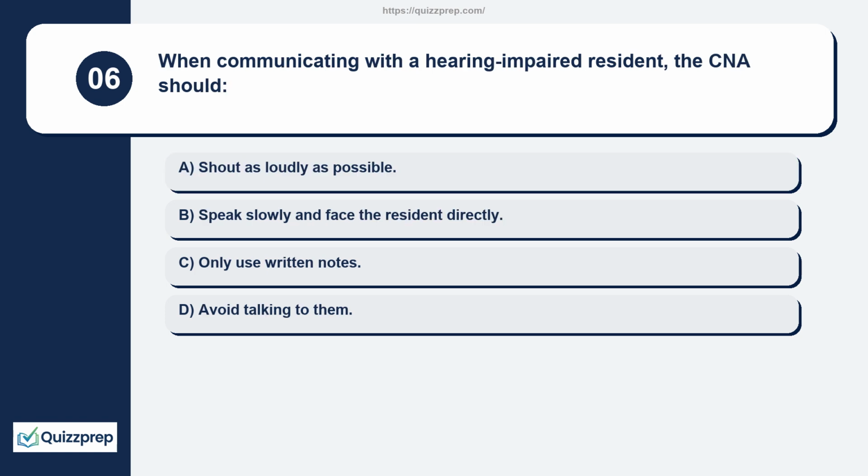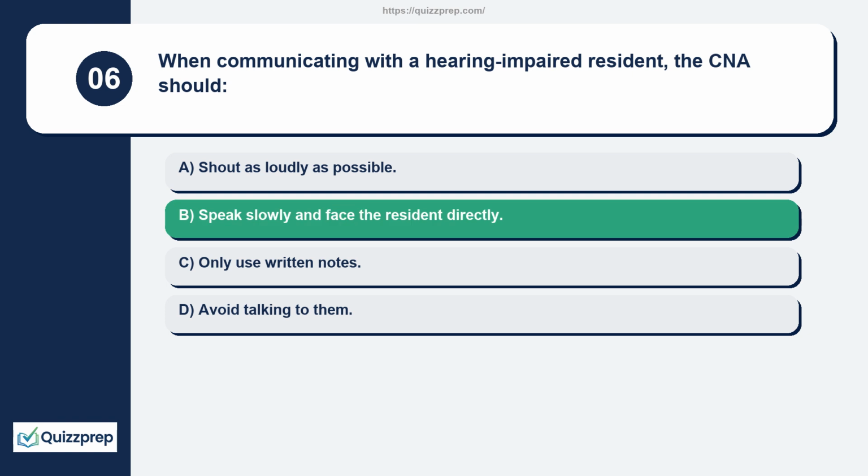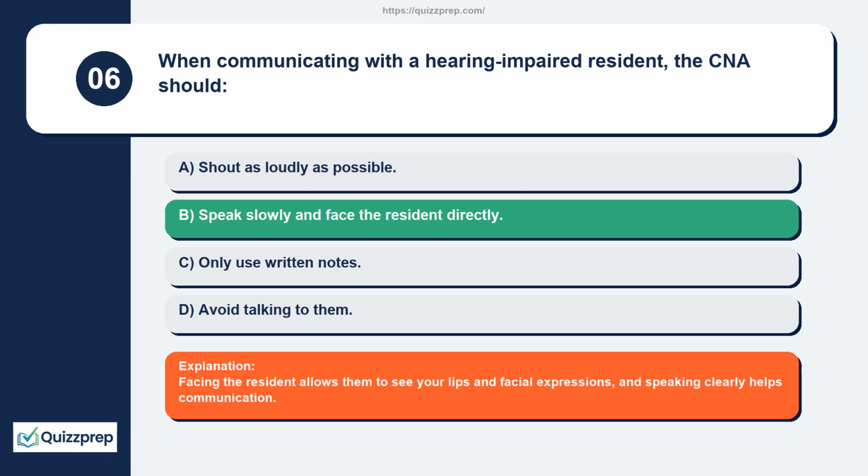Question 6. When communicating with a hearing-impaired resident, the CNA should shout as loudly as possible, speak slowly and face the resident directly, only use written notes, avoid talking to them. Facing the resident allows them to see your lips and facial expressions, and speaking clearly helps communication.